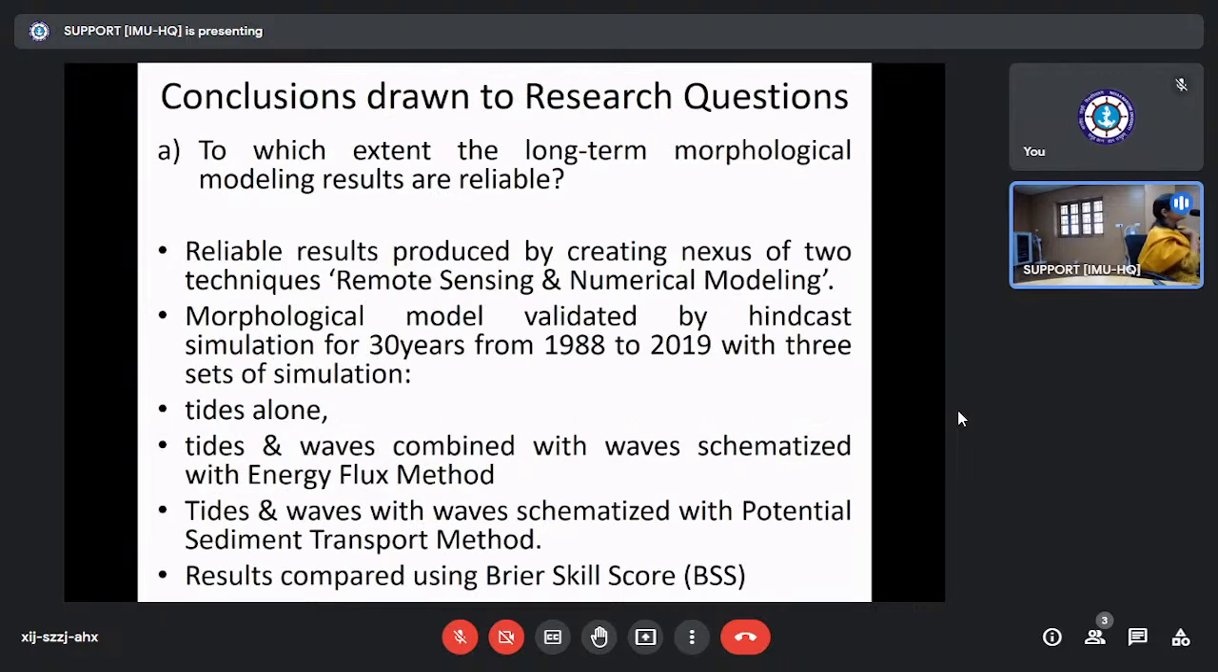So the conclusions drawn to the research questions: first, to which extent the long-term morphological modeling results are reliable. As we have compared our model by performing hindcast simulations from 1977 to 2019, the resultant bathymetry has been compared using Brier's score. So reliable results have been produced, and the models are validated using tides alone, tides and waves combined with schematized waves with energy flux method, with sediment transport method, and Brier's score.